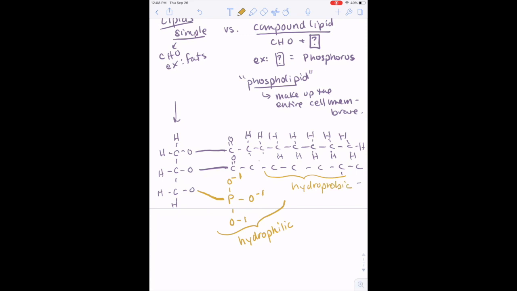They're going to hate water. These long fatty acid chains, they are not going to dissolve in water. Whereas this phosphate group over here is going to love water. It absolutely is hydrophilic. So this molecule's got a problem. I mean, we've got this whole huge molecule up here that's got a problem. One end of it is hydrophobic, and this end of it is hydrophilic.